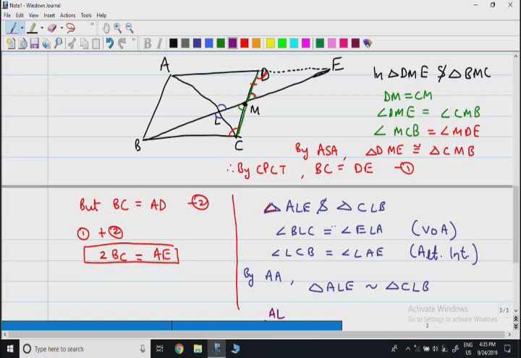Alternate angle. LCB and LAE, these are alternate interior angles.